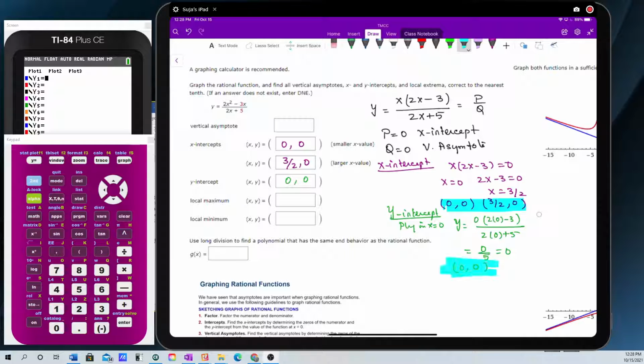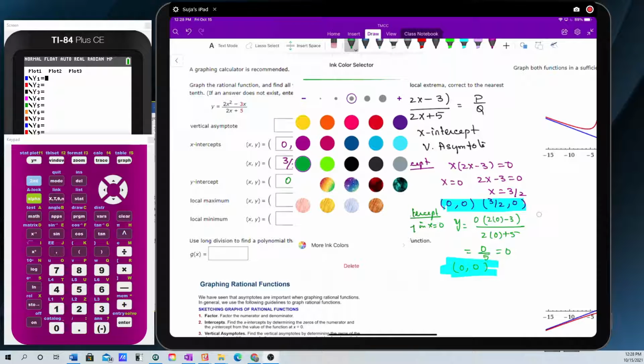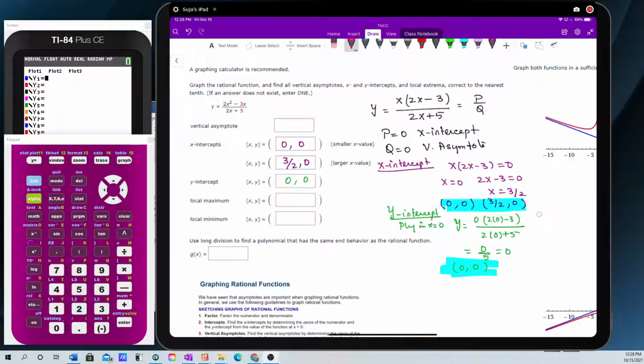Okay, so the next step is to find the vertical asymptote. Again, to find the vertical asymptote, I'm going to take my denominator and set it equal to 0. So 2x plus 5 equals 0. Therefore, x is equal to negative 5 over 2. Again, the vertical asymptote should be written as an equation, x equals negative 5 over 2.